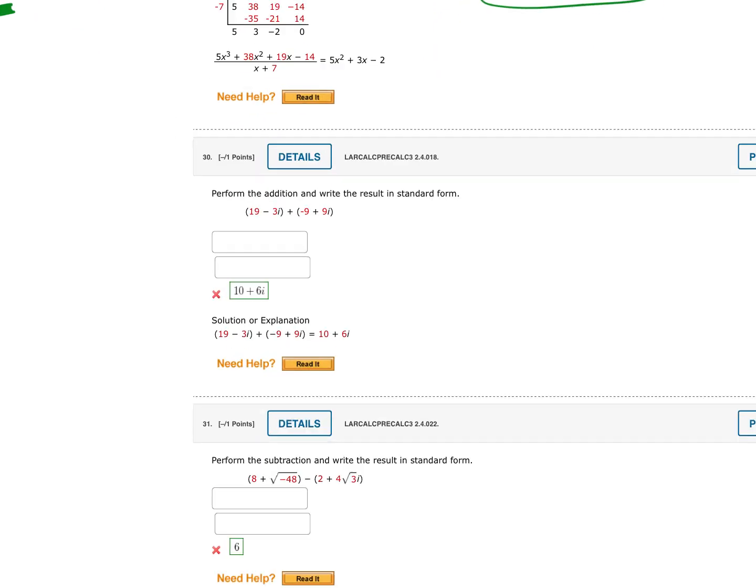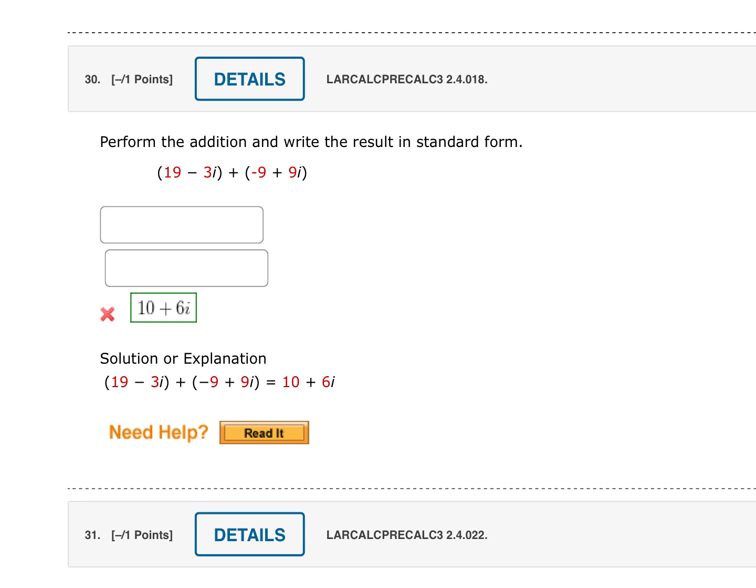30, 31, imaginary numbers. You guys should know this. Just combine your like terms. Put the real parts together. So this would be 10. Imaginary parts go together. This would be plus 6i. You don't have to stress about keeping it in standard form because it's multiple choice.